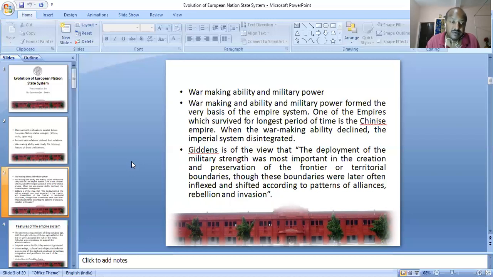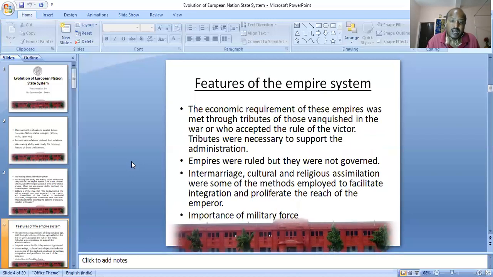That's why it was very, very important. And what was important? These are some of the features of the empire system, which I'm telling you right now. The economic requirement of these empires was met through tributes of those vanquished in the war or who accepted the rule of the victor. Tributes were necessary to support the administration.